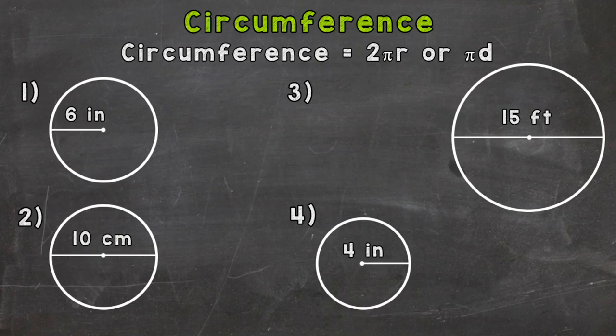In this video, we're going to discuss circumference. And circumference is the distance around a circle. As you can see at the top of your screen in white, we have two formulas we can use. We can use 2 times pi times r, where r stands for radius, or we can do pi times d, and that d stands for diameter. Again, circumference is the distance around the outside of a circle, so the perimeter of a circle.